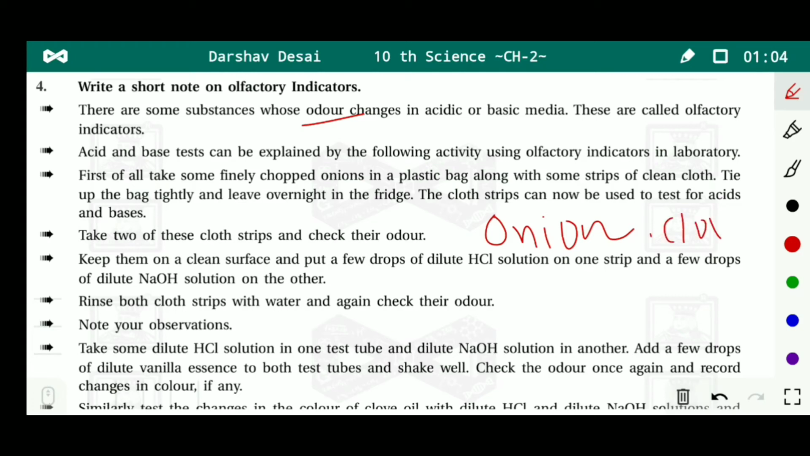Second one is clove oil, or clove, okay, and third one is vanilla.